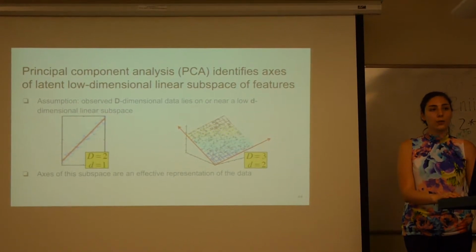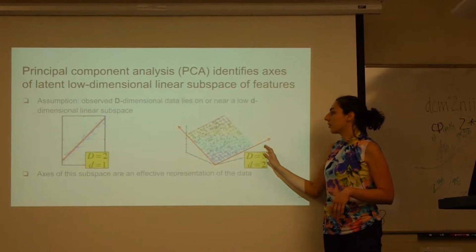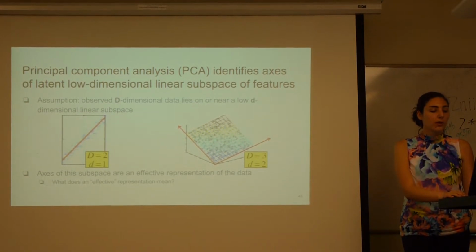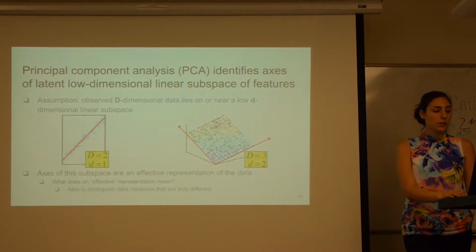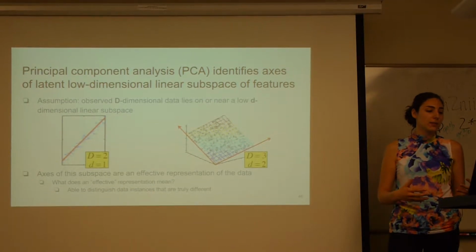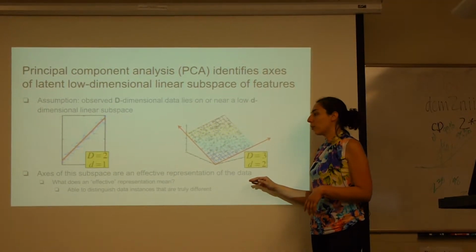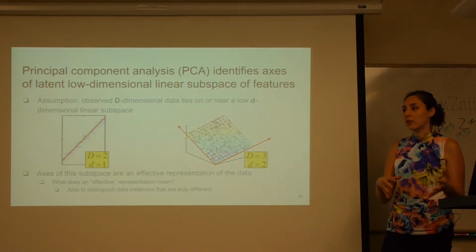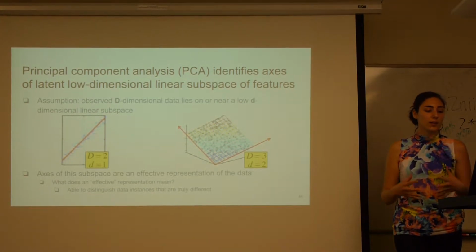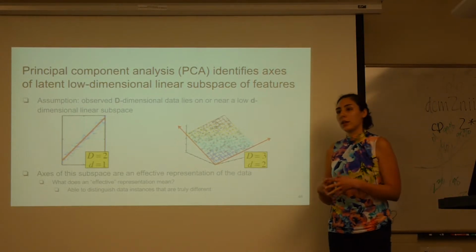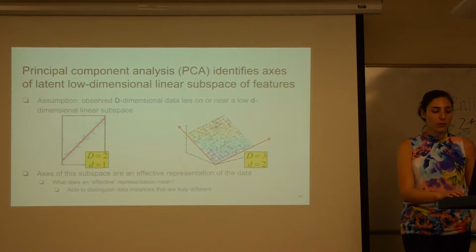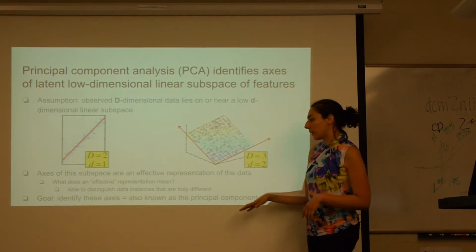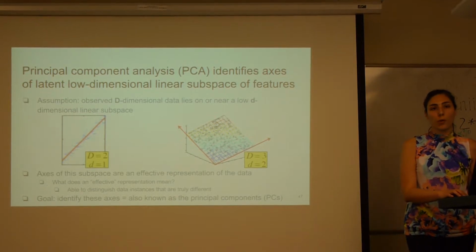And we think that we can use the axes of these latent features to effectively represent the data. So what does effective representation mean? We touched on this a little bit, but basically it means that through this latent representation, we're more able to distinguish between data instances than in the observed raw state. So we're more likely to tell instances apart when they truly are apart, and not just due to noise or other reasons. And so our goal is to identify these axes of the latent space. These are also known as principal components.